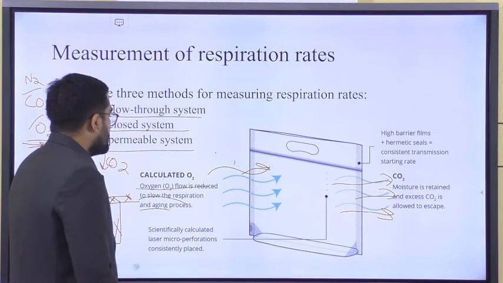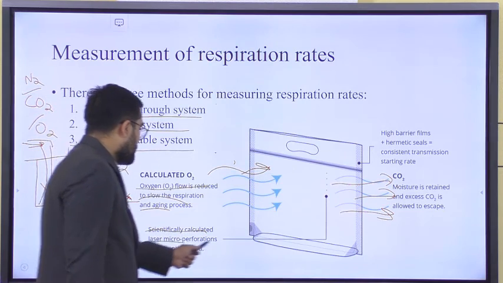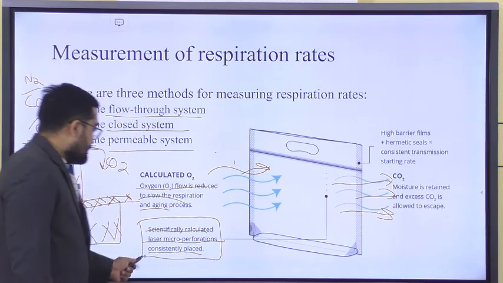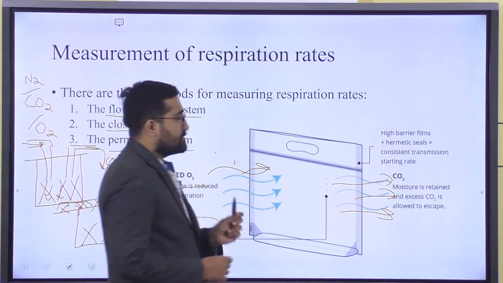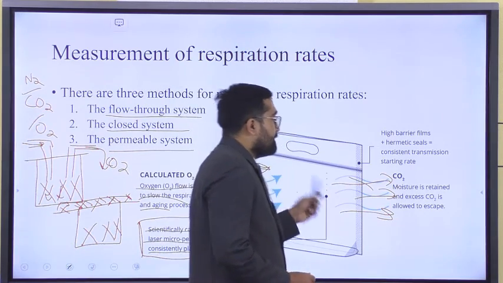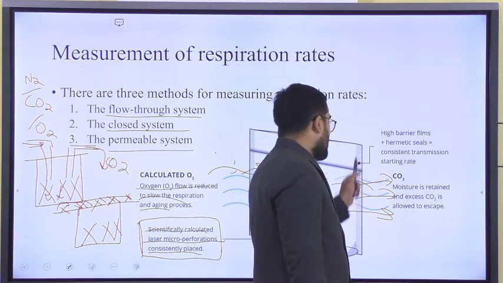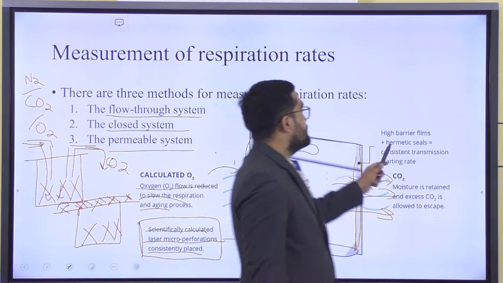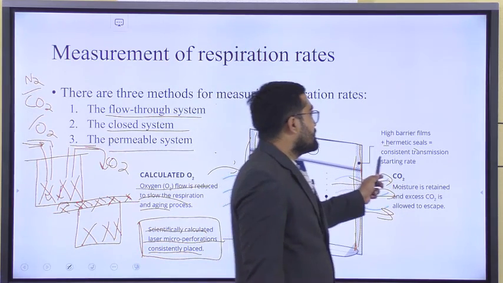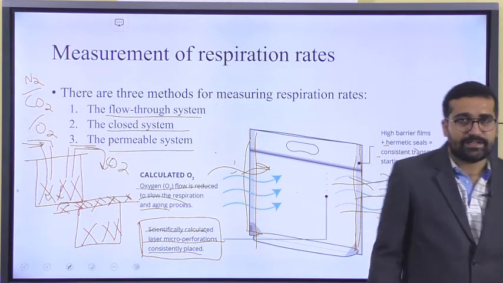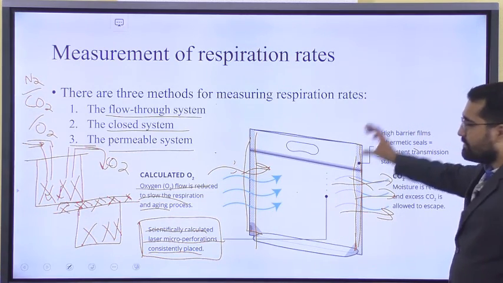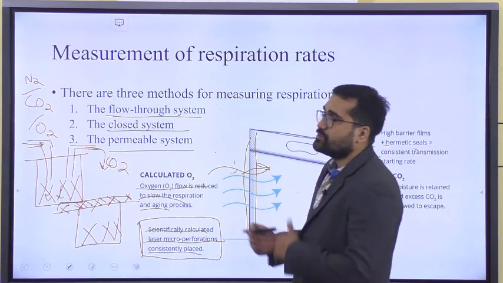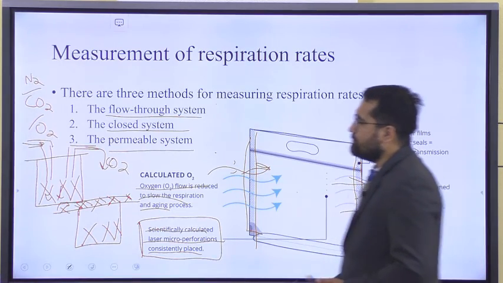So these pores are scientifically calculated micro perforations made with lasers. With the help of lasers we control the size of the pores so that we can achieve this. And these are the films, generally the higher barrier ones, which are sealed or closed. These are the films which are hermetically sealed and have a consistent transmission starting rate. After that rate only they will start transmitting, before that they won't. So these are the things which we should understand before designing each system.